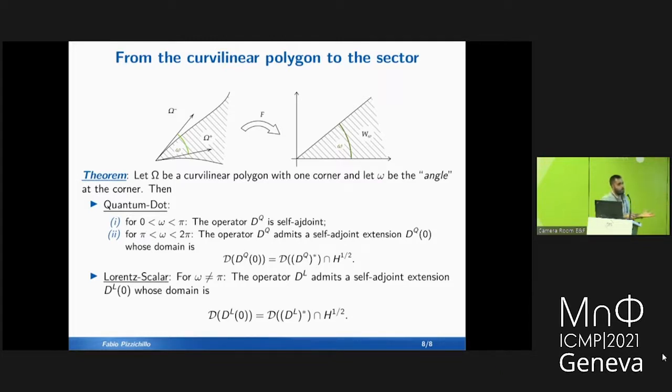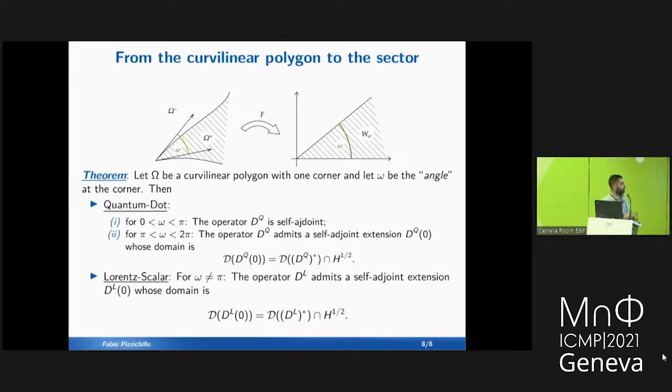So what is the problem? Actually, we believe that for the quantum dot model, this is just a technical difficulty, because F can be a conformal map. And so we believe that we are able to prove the existence of infinite self-adjoint extensions.